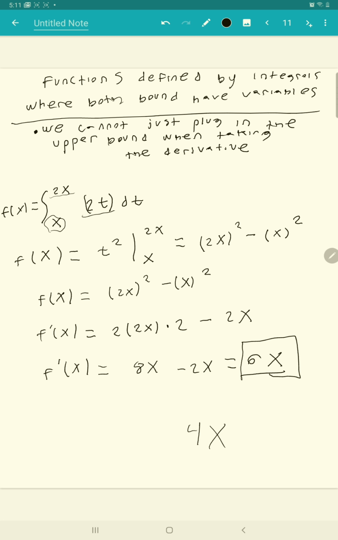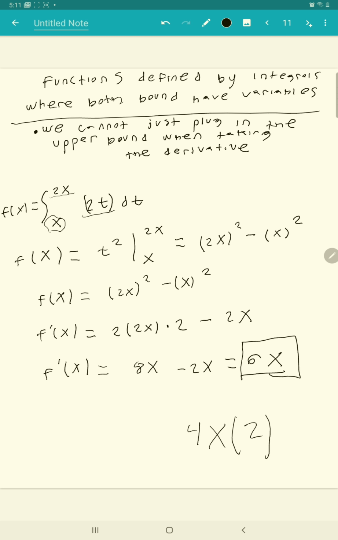And also, I just made an error myself. It wouldn't be 4x because we would have to multiply by 2, the chain rule implications. This is what the mistake would be if someone forgot to plug in the lower bound, because the lower bound is a variable, so we have to account for it.